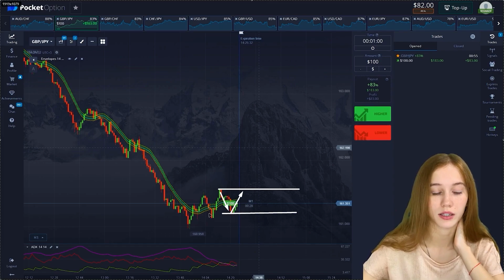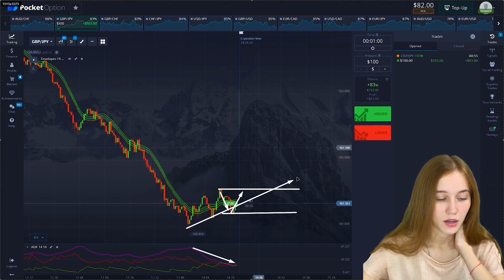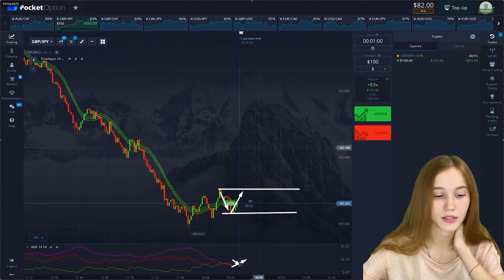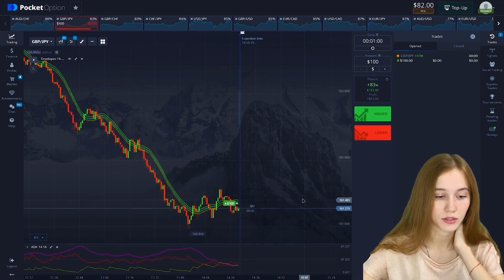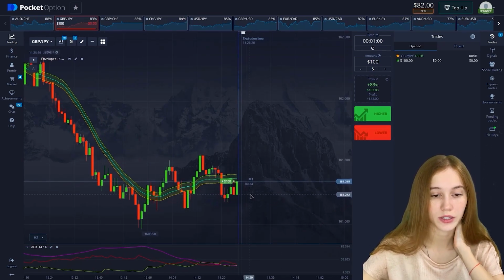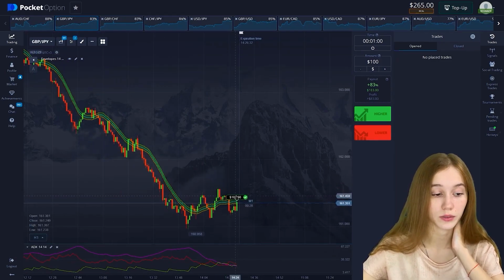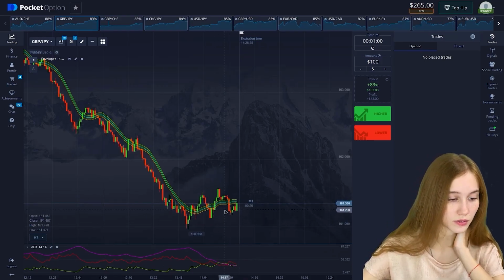There was a sharp decline and a very long one, and now the market will begin to recover. The red line is directed upwards and the green line is directed upwards. This is good. We see trend reversal. And 5 seconds left until the end of the deal. Let's see. Good. Our profit is $183 and the balance is $265. Good. Let's move on to the next concept.